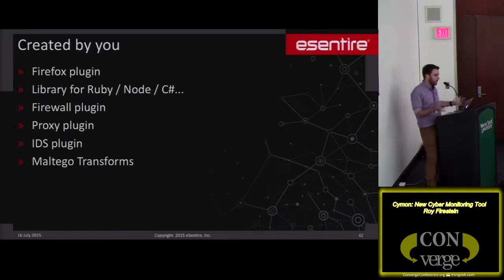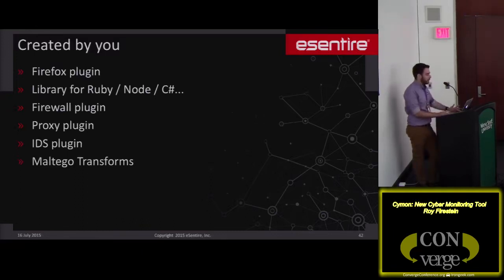IDS plugins are pretty much the same. And Maltego transforms is another example. So it'd be really awesome if you can punch an IP address in Maltego and then pivot into a domain using Cymon APIs. That could be of a lot of value for you guys or other researchers if you're going after botnets or you're doing research.